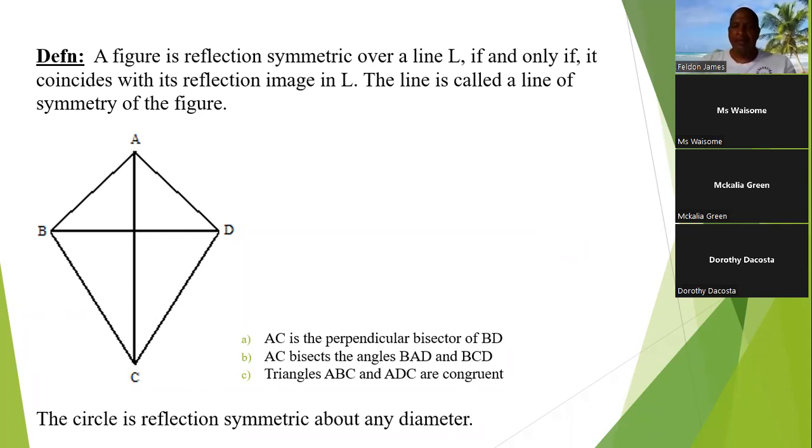So as I was saying earlier, whichever line you can fold the image along such that the left side folds and fits perfectly on the right side, that line through which you fold it is known as a line of symmetry, right? And the shape is reflection symmetric along that line. So this definition is saying a figure is reflection symmetric over a line L if and only if it coincides with its reflection image in the line L. The line is called a line of symmetry of the figure.